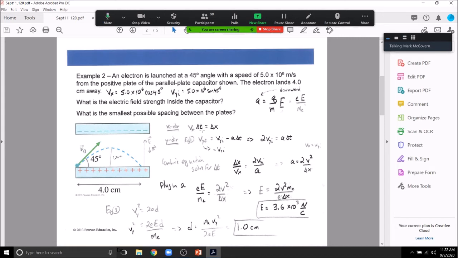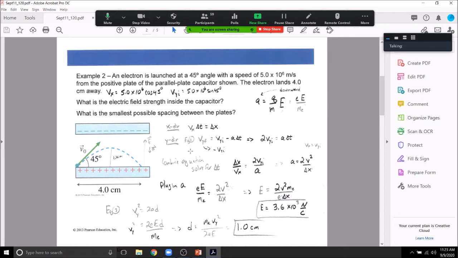How long is delta t? Well, however long it takes to go up and come back down. We don't know that yet. We'll figure that out in a minute. Or do we? I don't think we need to know that. Anyway, for the y direction, we need something that involves acceleration. We have the speeds of things here, so I'm going to go with equation 1. And I'm going to figure out the time in equation 1 and then put it into the x equation.